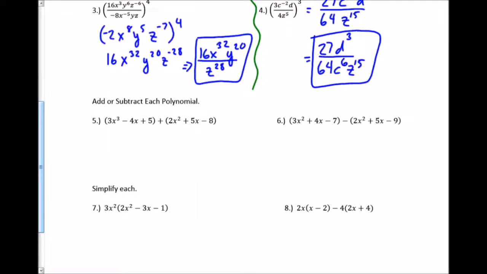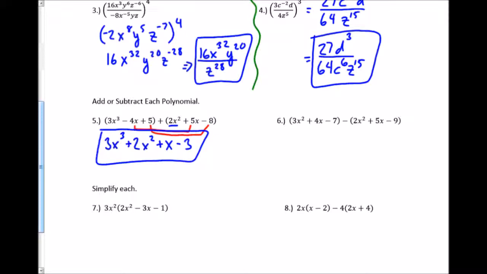For the next one, we're adding and subtracting. We're essentially just combining like terms. So for this one, the 3x to the third doesn't have a like term, so it stays as a 3x to the third. The 2x squared also does not have a like term, stays as a 2x squared. But then the minus 4x and the positive 5x is a plus 1x. The 5 and the negative 8 gives me a negative 3. And now I've combined all the like terms, so that's it.